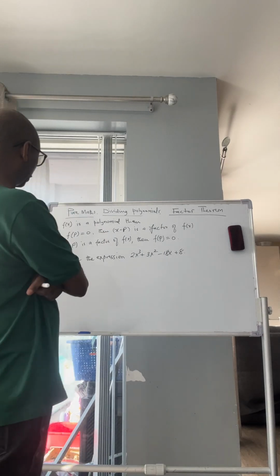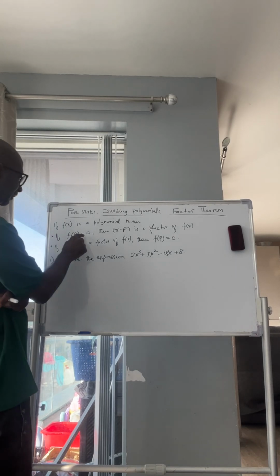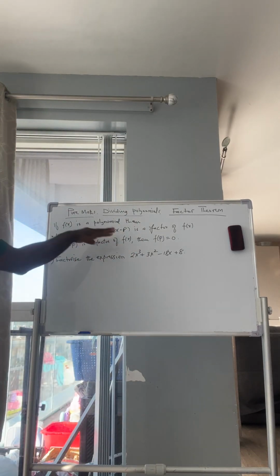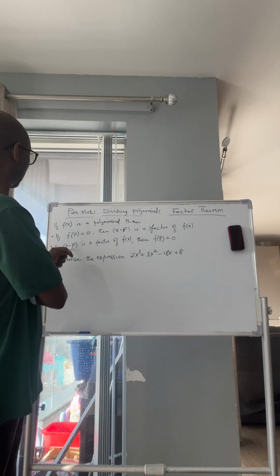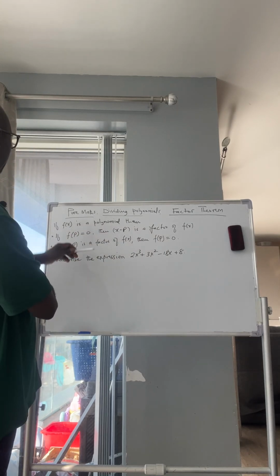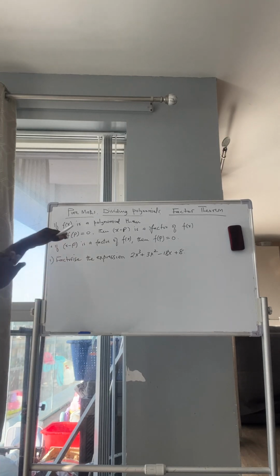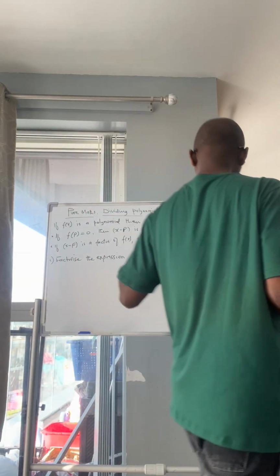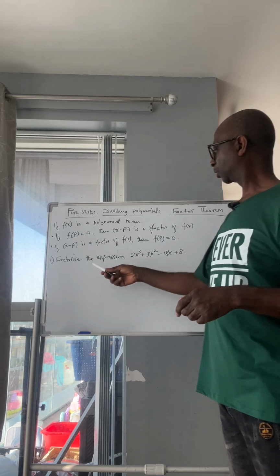So if f of x is a polynomial, then if f of p is 0, then x minus p is a factor of f of x. That's rule number 1. Rule number 2 says, if x minus p is a factor of f of x, then f of p is 0. You can think maybe one is the reverse of the other, but no, they are different. And the best way to explain these things is by solving a problem. So let's look at this problem here.